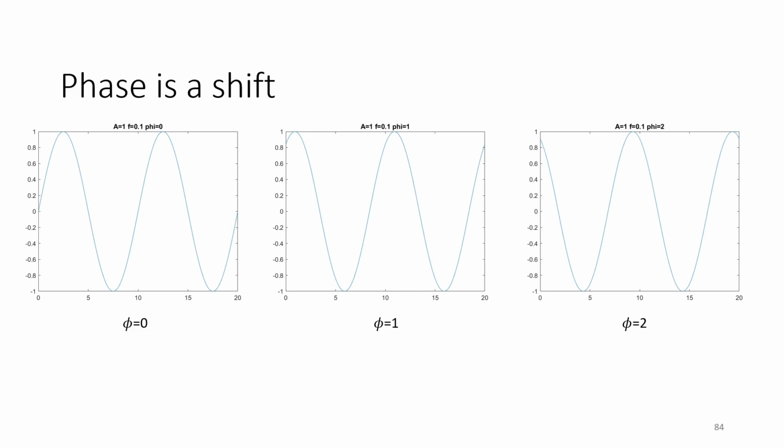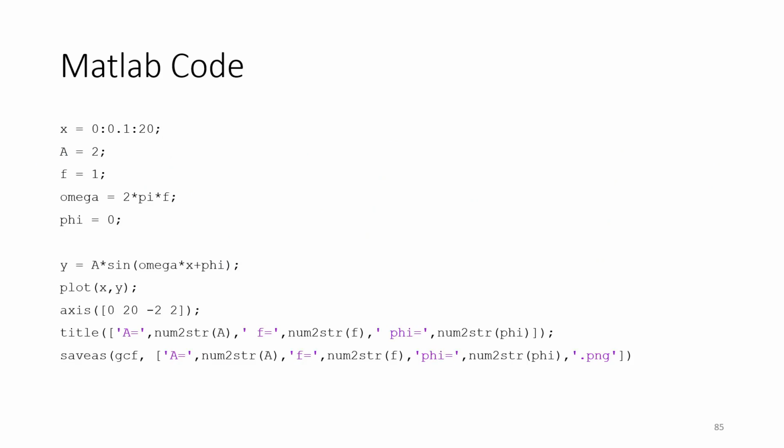So if the phase is 0, then it begins from 0. If the phase is 1, then you can see there is a shift from left to right, and this is also a shift with phase 2. Okay, so this is the MATLAB code to generate those figures. Let me show you briefly.